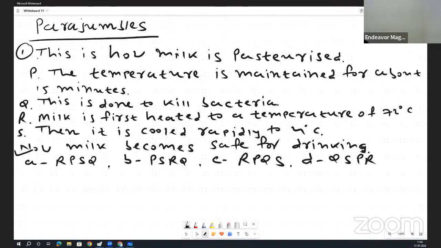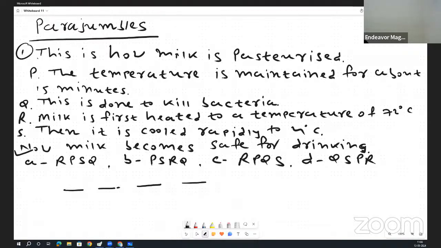The temperature is maintained for about 15 minutes. This is done to kill bacteria. Milk is first heated to a temperature of 72 degrees Celsius. Then it's cooled rapidly to 4 degrees. Now let's make the order, students.